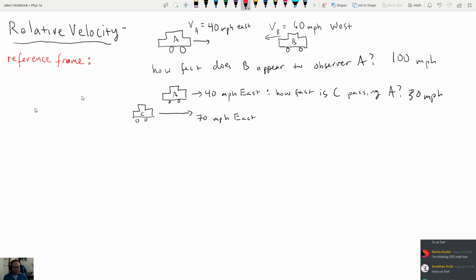A reference frame is the way in which one observer views the world. It's like their setup, their own coordinate system, basically, right? It's like one observer's view of the world, and it can be made into a coordinate system or be represented by a coordinate system.